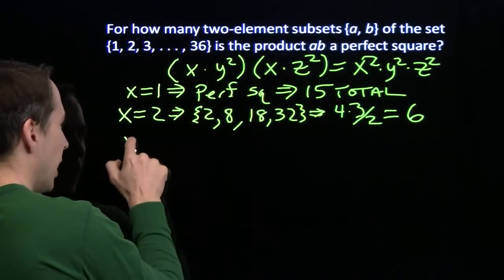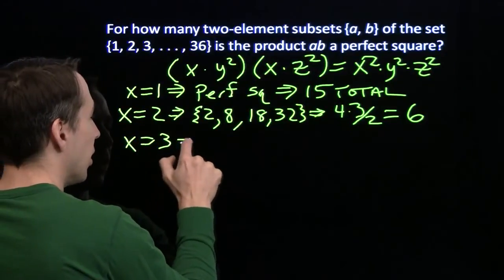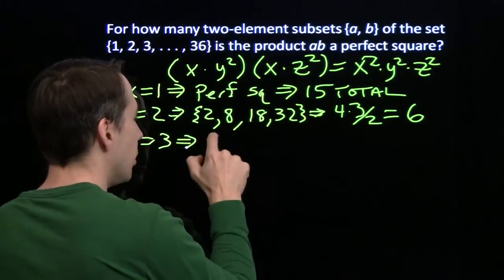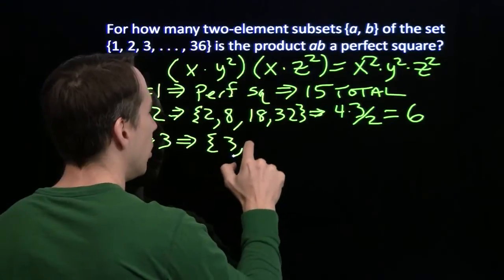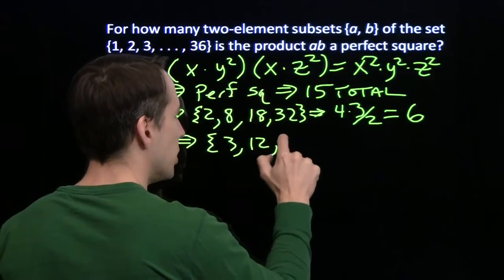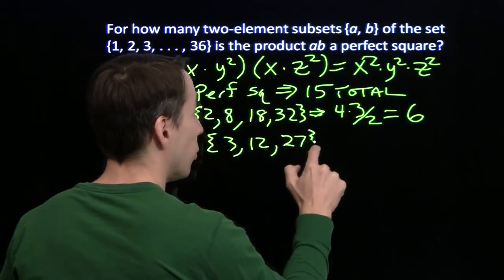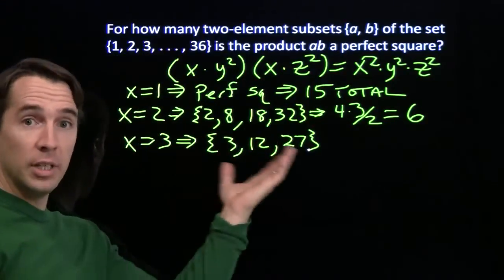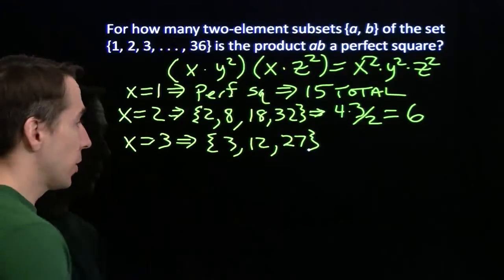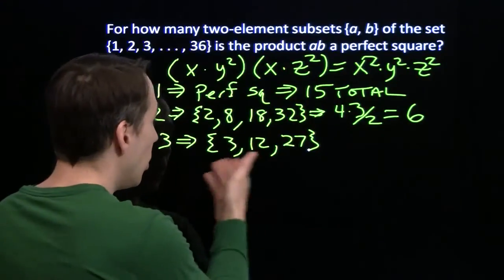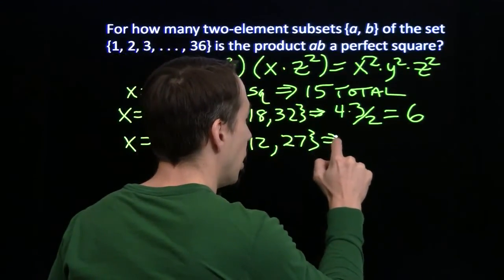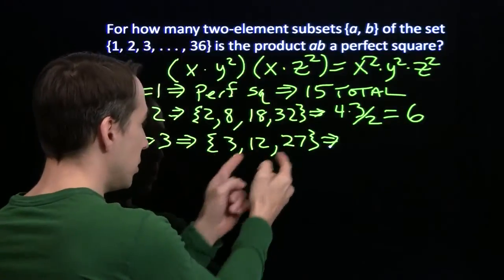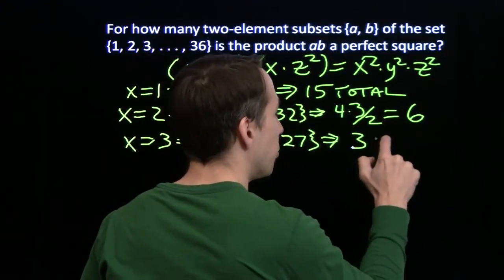In this case, then we have x equals 3. So now we're looking at 3 times a perfect square. That's 3, 3 times 2 squared, 3 times 3 squared is 27. 3 times 4 squared is too high. So I only have to choose two out of these three numbers, multiply them together, get a perfect square. 3 times 12 is 36. Well, there are only three ways to choose a pair of these, 3 and 12, 3 and 27, 12 and 27. So that gives me 3 total.